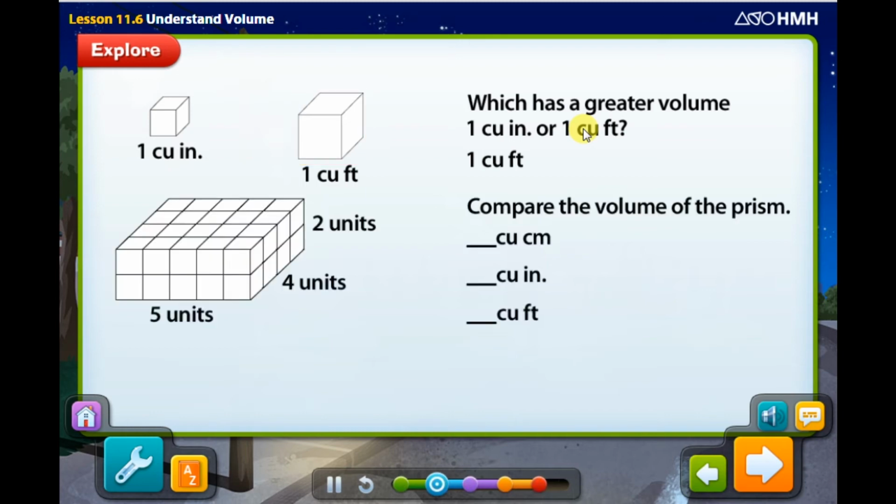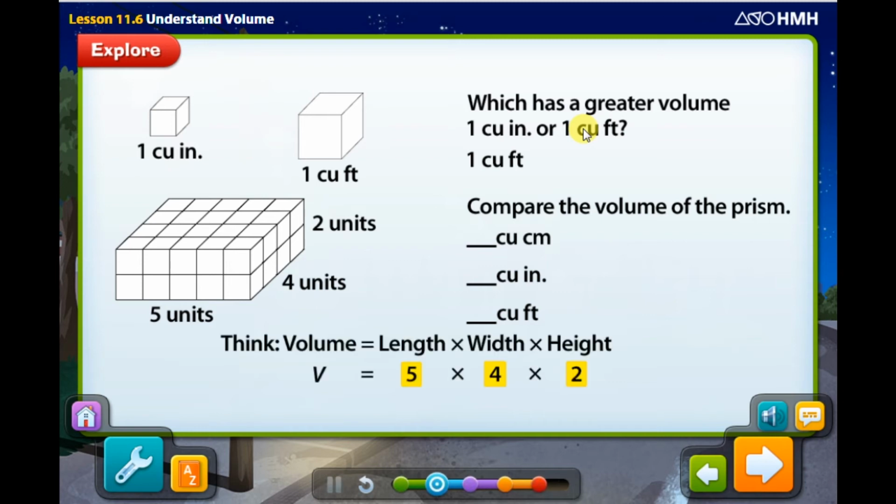Compare the volume of the prism in cubic centimeters, cubic inches, and cubic feet. Remember, for a 3-dimensional figure, volume can be determined by multiplying length, width, and height. What's the volume of the prism in cubic centimeters? Find the product of 5, 4, and 2.